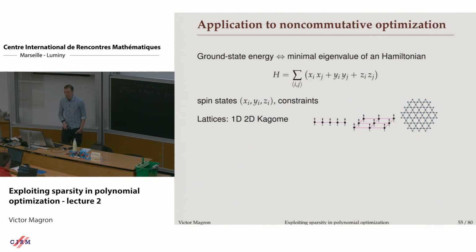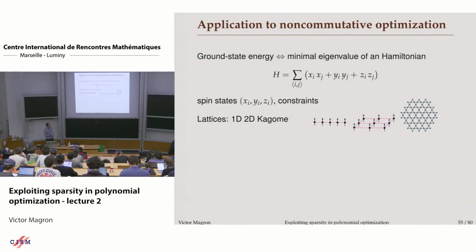Okay, so this is another application to large non-commutative optimization problems. This is a collaboration with actual physicists from Barcelona at ICFO. They are interested in computing the ground state energy of some system with particles. Here we have spin states with 3 coordinates.